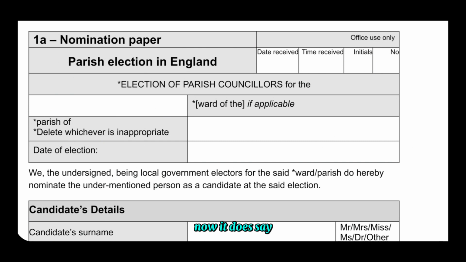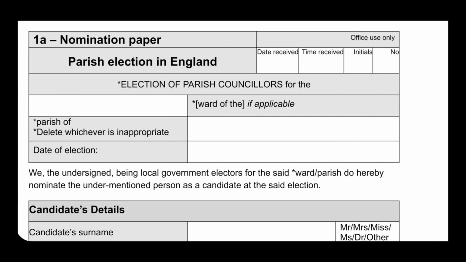Now, it does say to delete whichever is inappropriate on the line beneath this. Personally, I'd leave that blank. It may well be that they do want it deleted, but it's a lot easier to leave it blank and then delete it when you're actually at Abbey House submitting your form than to do it the other way around. So personally, yeah, I would just leave that blank for the moment. Parish of, pretty simple, just Wallingford. Don't need to put anything else. It's that simple. Date of election, 22nd of February 2024.